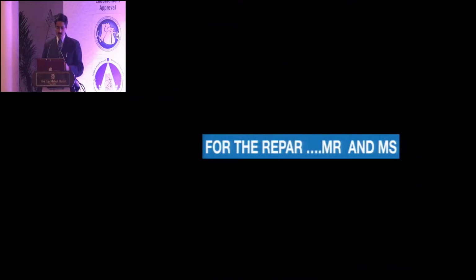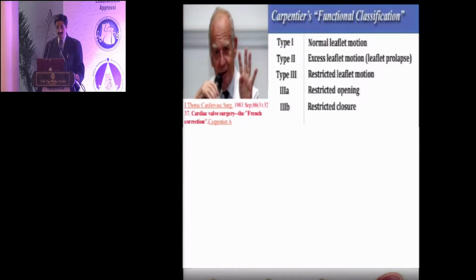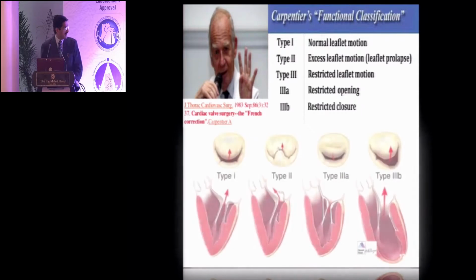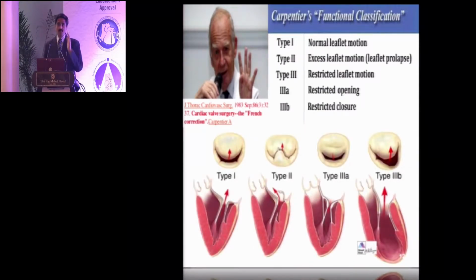Now, when we talk about the repair, we always deal with the MR and MS, and Carpentier has given a very nice functional classification on the basis of leaflet motions. This classification helps surgeons understand what repair they are doing and what pathophysiology lies with the patient with mitral regurgitation. Type 1 disease has normal leaflet movement because of purely annular dilatation. These patients usually can have other pathologies like aortic regurgitation or atrial fibrillation.